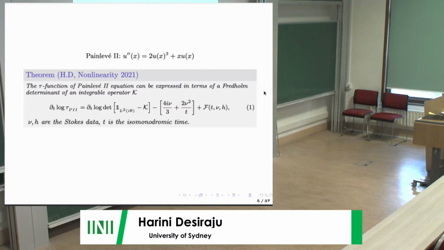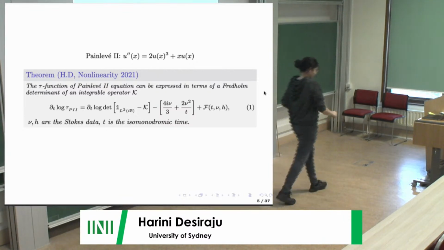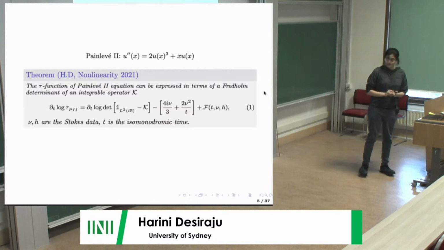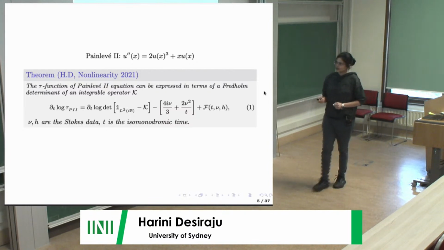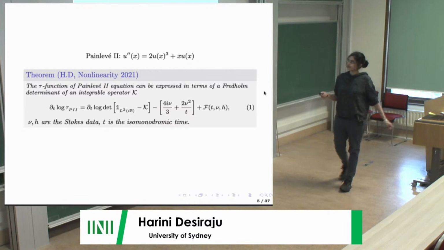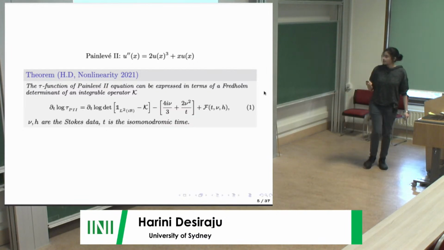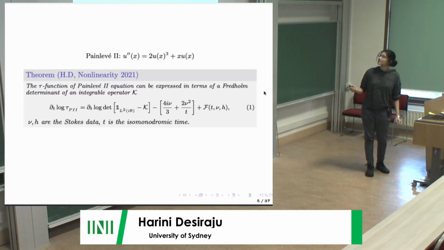Sometimes you find this alpha here, but today I'm setting it to 0. So I'm thinking about what is called the homogeneous Painlevé II. And I'll also briefly touch on what happens when you activate the alpha. What I'm going to show you today is that this solution, which is described by this tau function, I'll come to it in a minute.